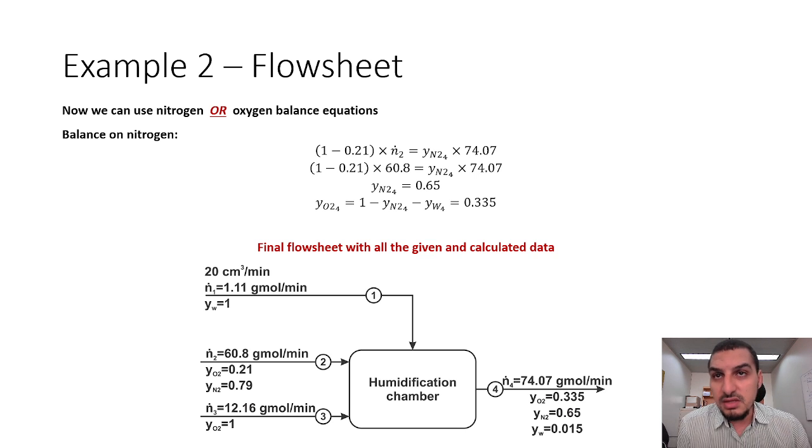Again, in the coming videos, we will try to make this problem more systematic. We will know what information we need to know, and whether the information that we have is enough or we need to have more information. So this is the flow sheet after putting all the information in.